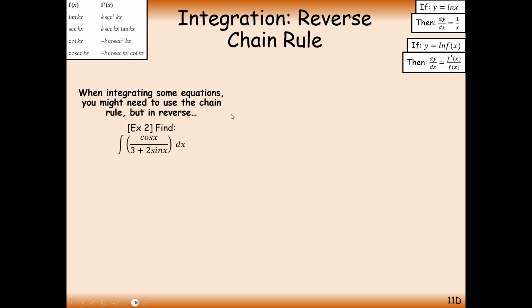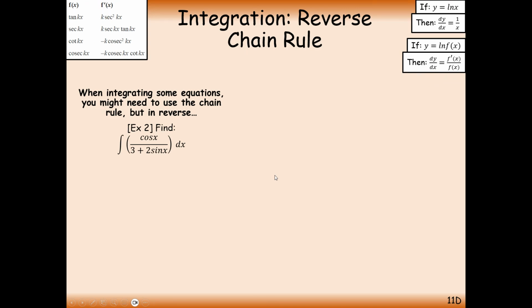Right, in this next example, we also have a similar situation. 3 plus 2 sine of x is in the denominator. What's the derivative of sine? Derivative of sine is a positive cos. The signs match, but the 2 in front of the sine is missing in front of the cos. We would have liked there to be a 2 in front of the cos so that it would match perfectly.